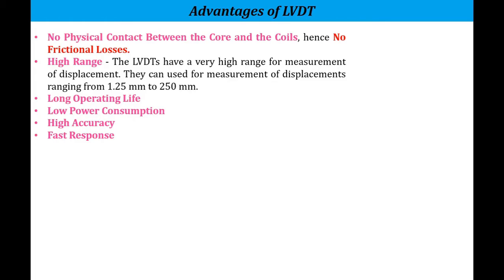Third important advantage is it has a high range. That is, LVDT has a very high range for measurement of displacement. It can be used for the measurement of displacement which ranges from 1.25 millimeter to 250 millimeter. Then whatever power which is required for the operation is low. It has a high accuracy as no frictional losses will be there. Then it has a fast response.